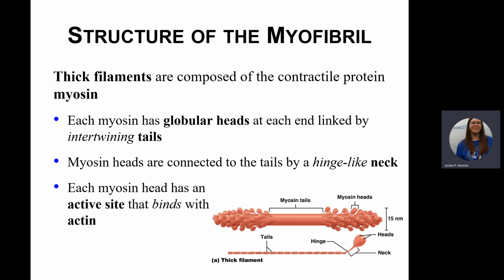Each myosin has globular heads at each end linked by intertwining tails. The myosin heads are connected to the tails by a hinge-like neck. Each myosin head has an active site that will bind with actin. The love story between myosin and actin is one of the best ones ever. I love talking about muscle contractions. We're going to talk more about these in just a second.